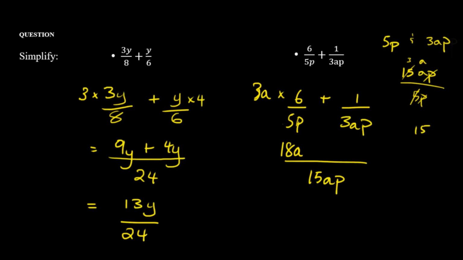Next, 3ap into 15ap. Let me just write that down over here again. Basically, what I'm saying is 3 into 15 is 5. And ap into ap is 1. So this would be 5 times 1, which is just 5. So I'll be multiplying the numerator here by 5. So that would be 1 times 5, which is 5. So simplified, my answer is 18a plus 5 over 15ap.